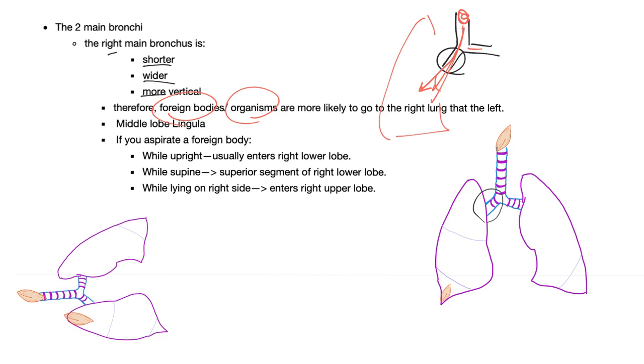What happens if you aspirate a foreign body while upright? So it's gonna go this way. To the right or left lung? Answer, right lung. Where exactly? It's called gravity, so it's gonna go to the right lower lobe because you're upright.